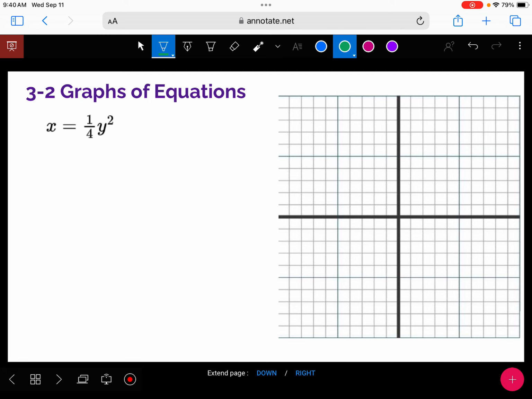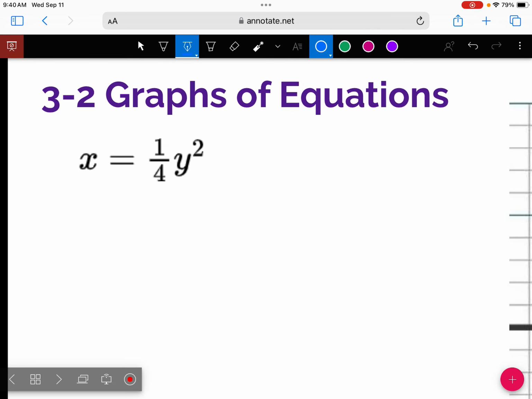X equals 1/4 y squared. Why in the world would we do that? You could solve it with a square root, but that would only give us half of our graph. So we want to leave it how it is, but we notice how similar this is to something we do know. This is really similar to y equals x squared, but it's just that the x's and y's are switched.